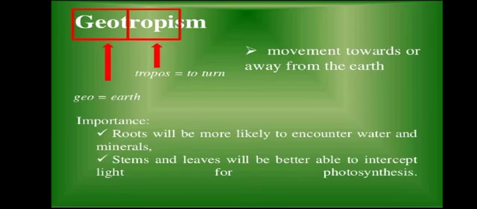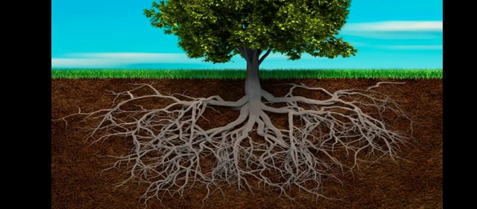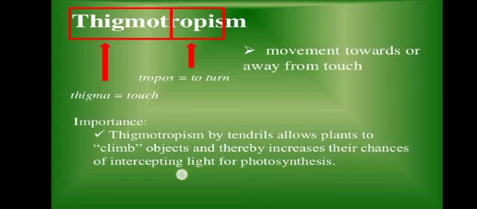Next, geotropism. Geo means earth. The movement of the plant part towards the earth is what we call geotropism. If the root is growing towards the soil, it is said to be positive geotropism. And if the shoot part is growing away from the soil, it is negative geotropism. See, the root is growing towards the soil. This picture denotes the positive geotropism.